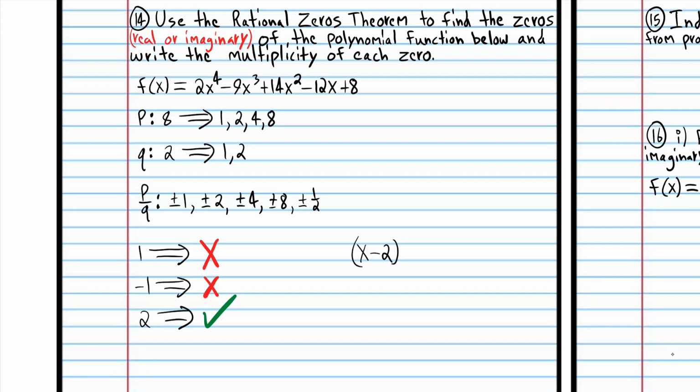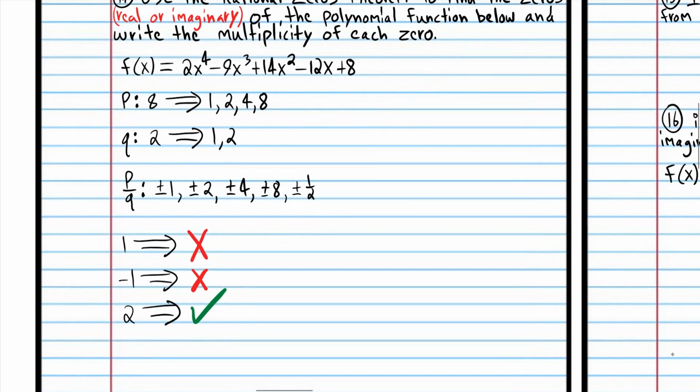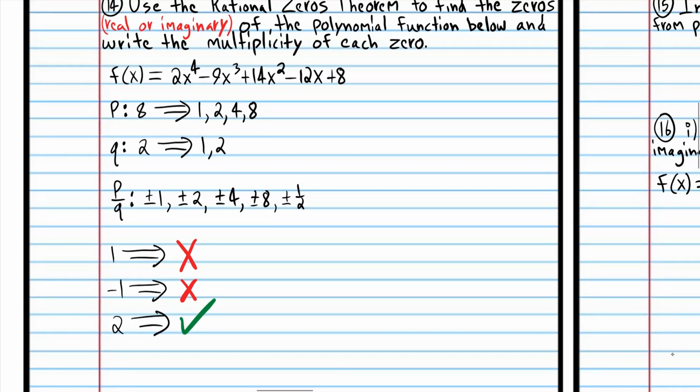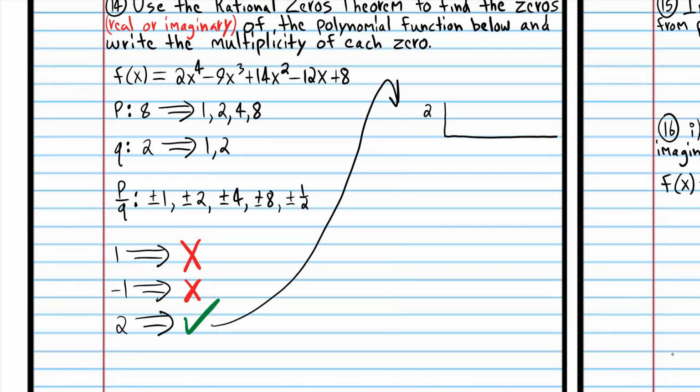And if x minus 2 is a factor, then we should be able to divide this polynomial by x minus 2 and get a reduced form that does not have a remainder. I know that's a lot to think about, but let's take this and go up here. And we're going to use synthetic division. And we're going to divide by x minus 2.